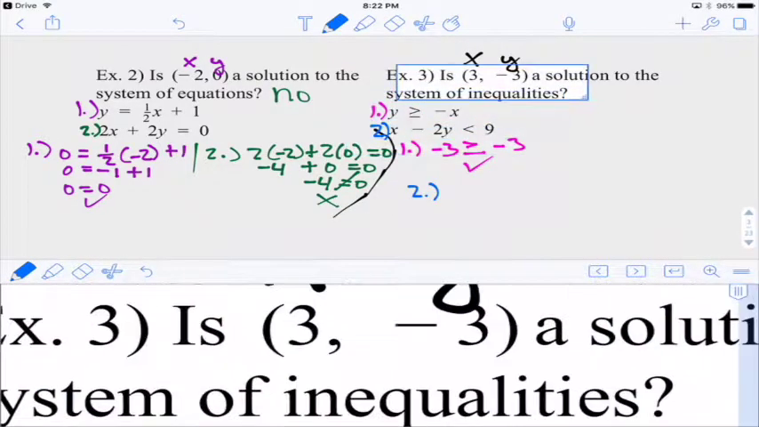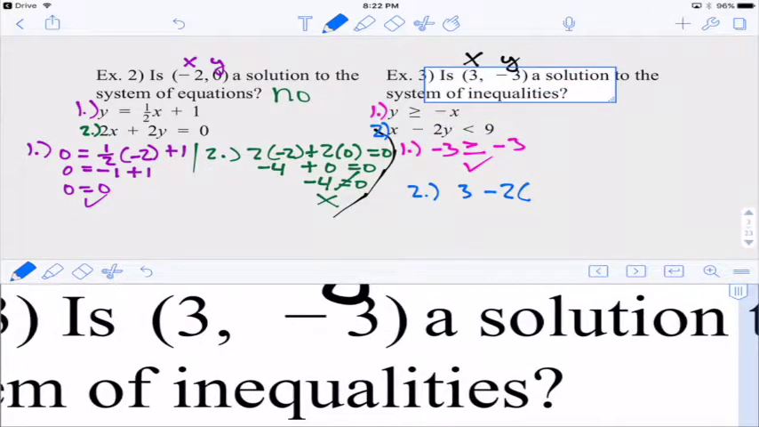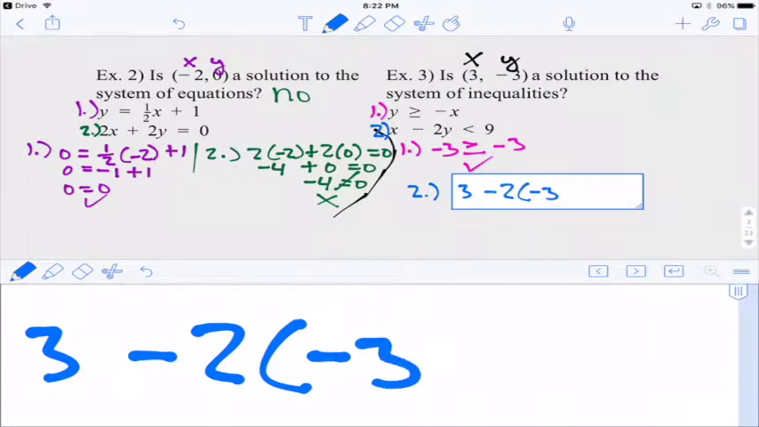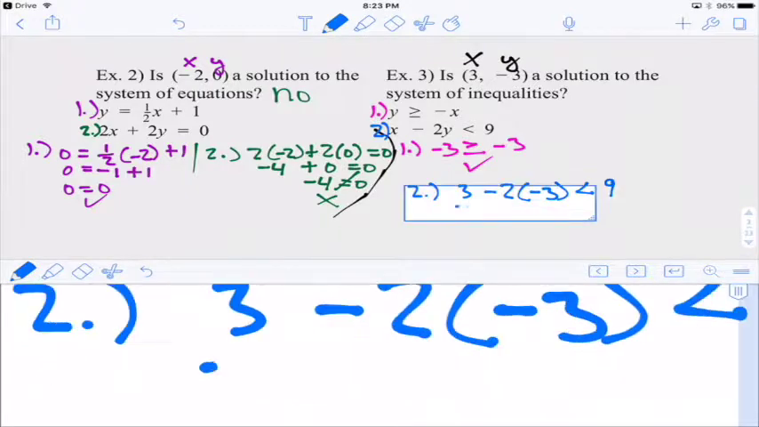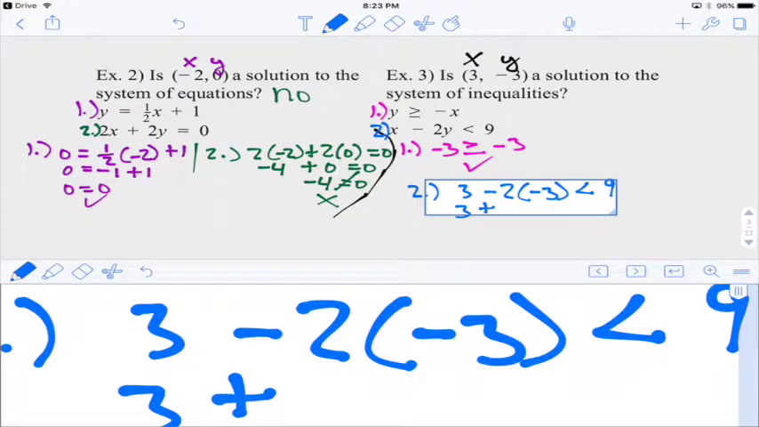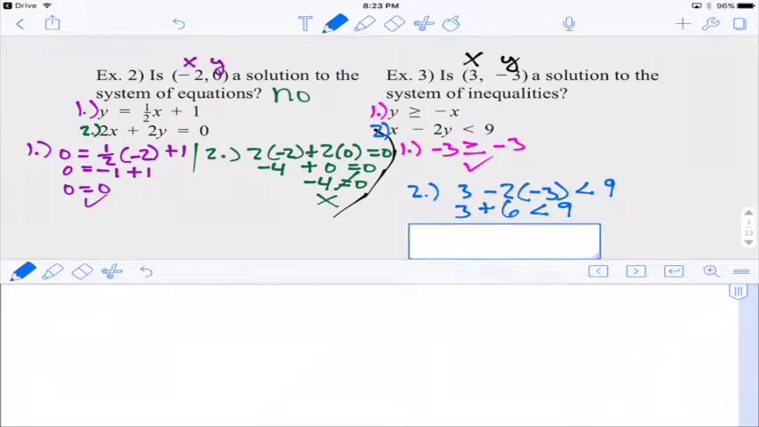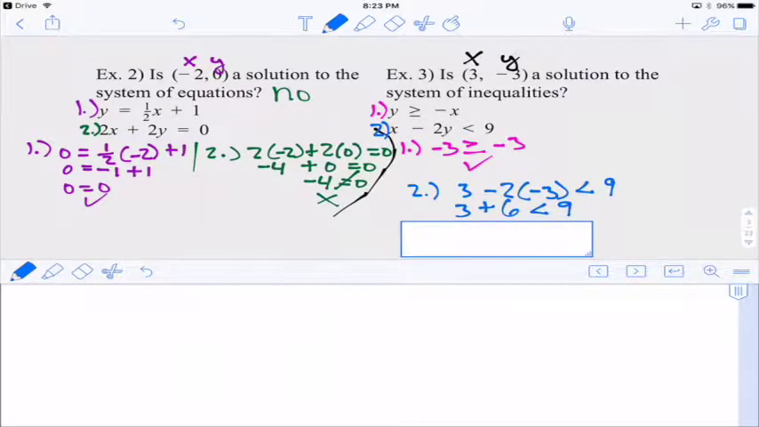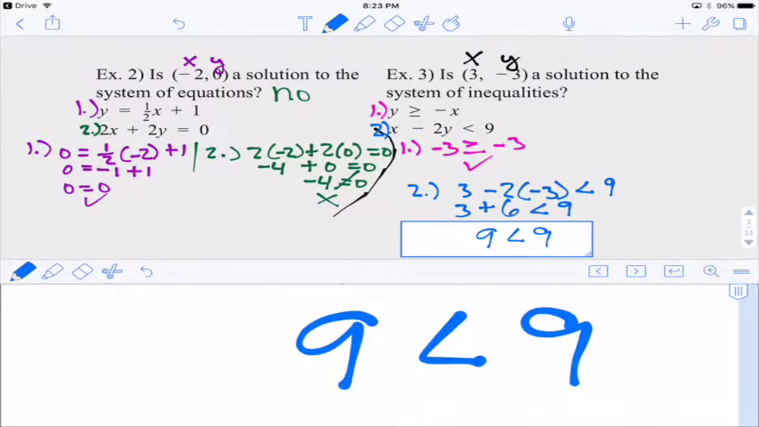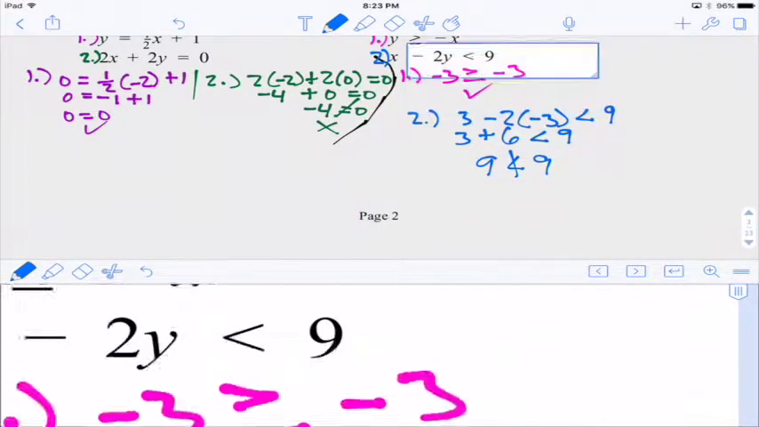Check my second inequality this time. I'm going to substitute 3 for x minus 2 times negative 3 for my y is less than 9. Well, this is a negative times a negative, so plus 2 times 3 is 6, is less than 9. 3 plus 6 is 9, 9 less than 9. That's not true. So that did not work. So this did not work in both.